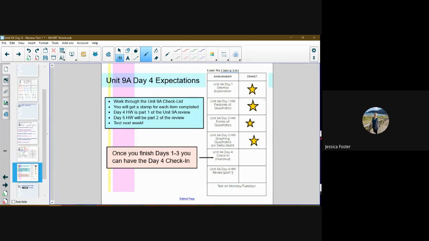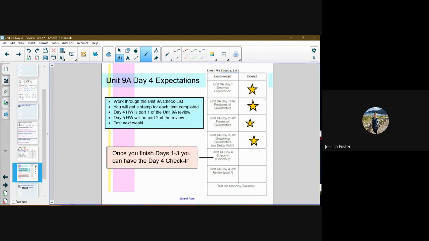So first of all, we have Unit 9A, the Desmos exploration. If you have that done and you got credit for it, then you can go ahead and put a little X in there. If you haven't gotten credit for it yet and you finished it, make sure that you uploaded your work to Google Classroom on that day one Google Classroom post.